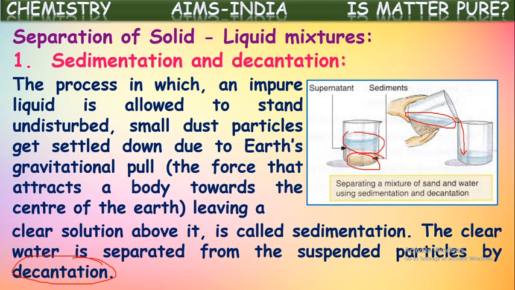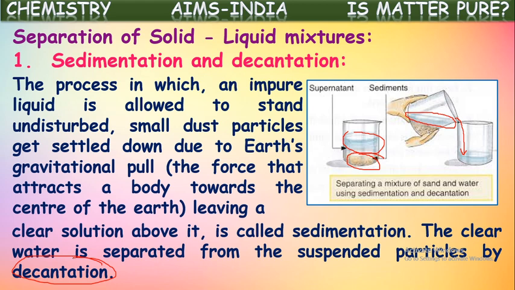For example, if you take sand and water in a beaker, if you stir the water for a few seconds, then what happens? Sand particles will spread over in the water. And if you allow this beaker to stand for a few minutes, all the sand particles and dust particles will settle down. Pure water will come up. That pure water here is called supernatant, and those sand and dust particles settled down are called sediment.